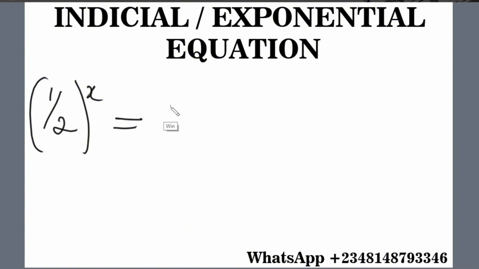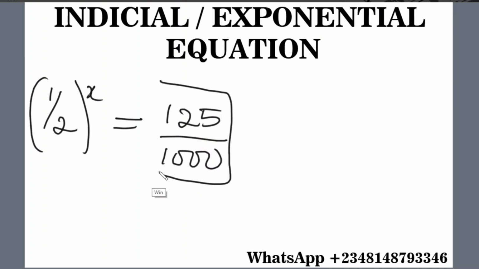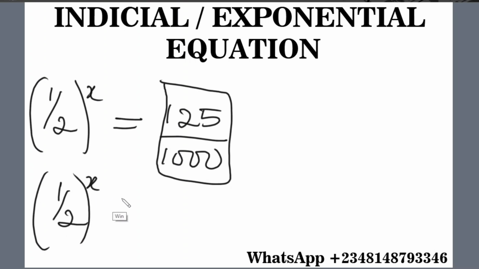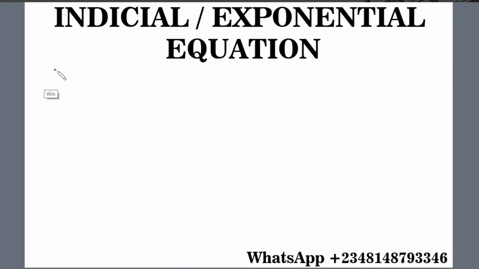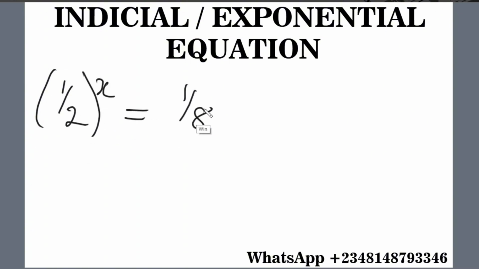0.125 is the same thing as 125 divided by 1000. Now let's divide this by 125. So we have 1 all over 2 raised to the power x equals 125 divided by 125, which gives us 1, all over 1000 divided by 125, which gives us 8. So here we have 1 all over 2, all raised to the power x equals 1 all over 8.